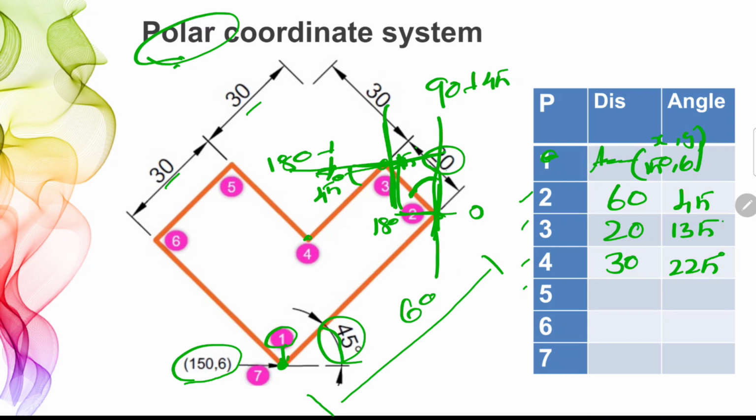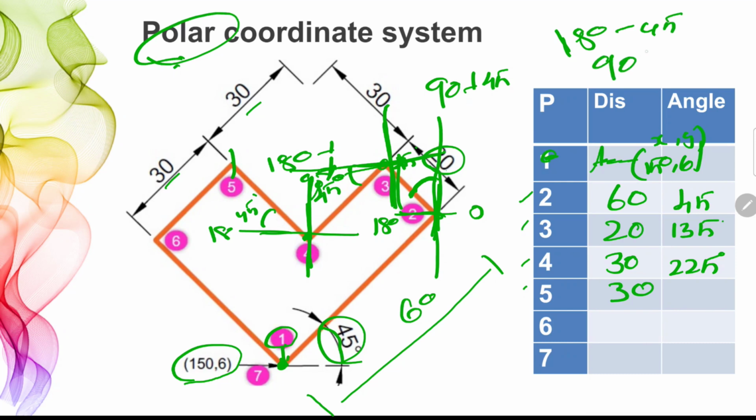Same thing for point number 5. This is our point number 5. So we want to mark point number 5. It means point number 4 is acting as the origin point. So this is 180 degrees, this is 90 degrees, this is 45 degrees. What is the distance? The distance is the same, 30. The angle is 45 degrees. So 90 plus 45 or 180 minus 45. We have two options here. We use 180 minus 45 degrees or 90 plus 45 degrees. Both are the same value. So the value is 135 degrees.